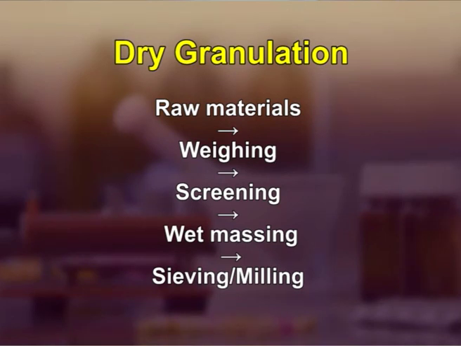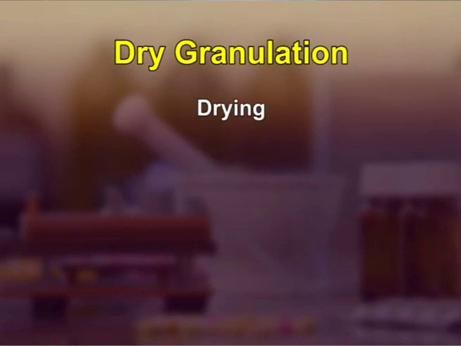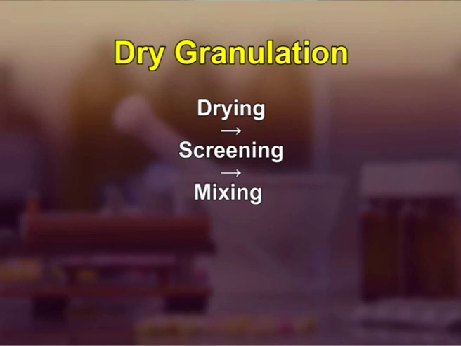While in wet granulation, the processing steps are raw material to weighing, leading to screening, then wet massing, followed by sieving and milling and drying, which is a major step. And after the drying, whatever granules are produced get screened and mixed to produce the blend for direct compression or compression. This is all about tablet manufacturing, additives, and manufacturing methods.